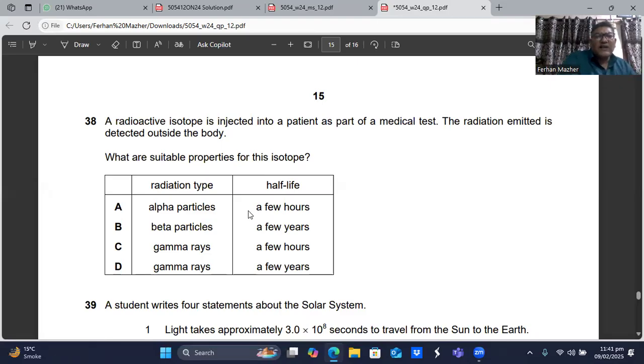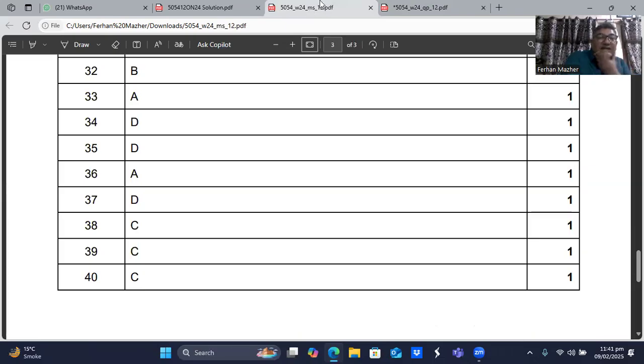So alpha particles, no. Alpha particles cannot pass through the skin. Beta particles, yes, but a few years, no, not a few years. Gamma rays, yes, and a few hours. That is right. Gamma rays and a few hours is the best option for using in the hospital. C, question number 38. C is the choice.